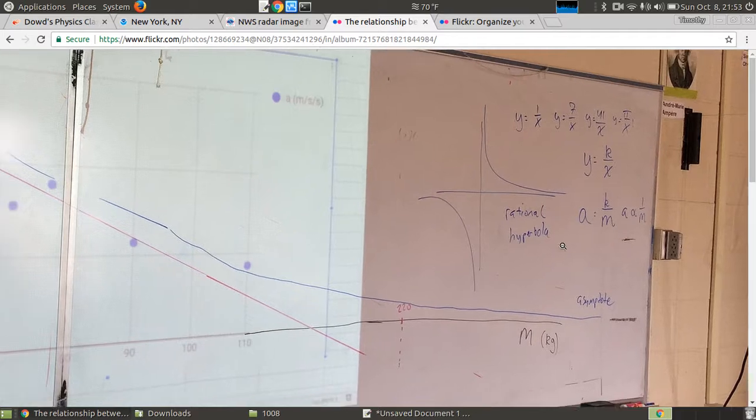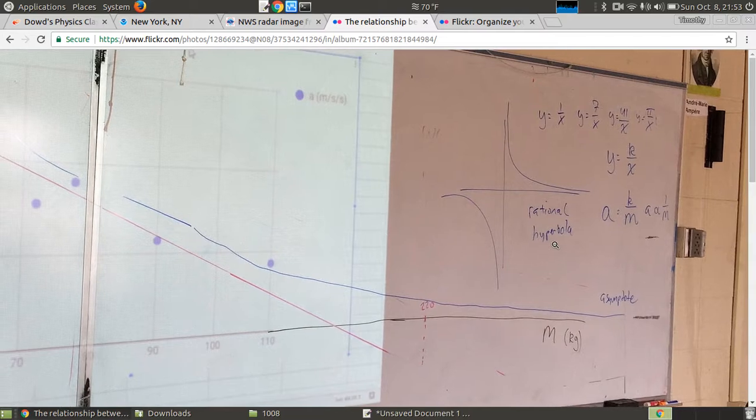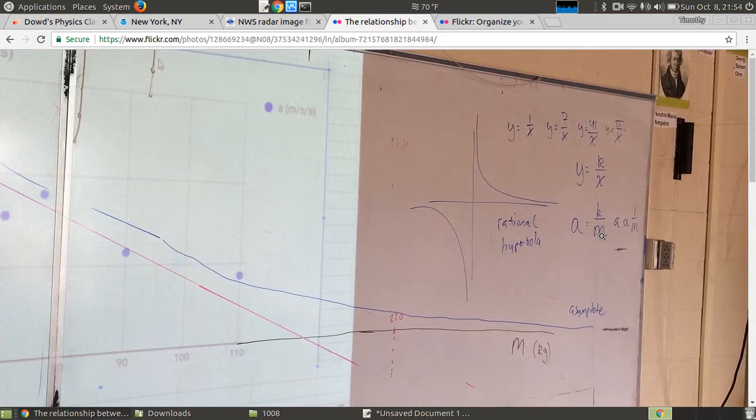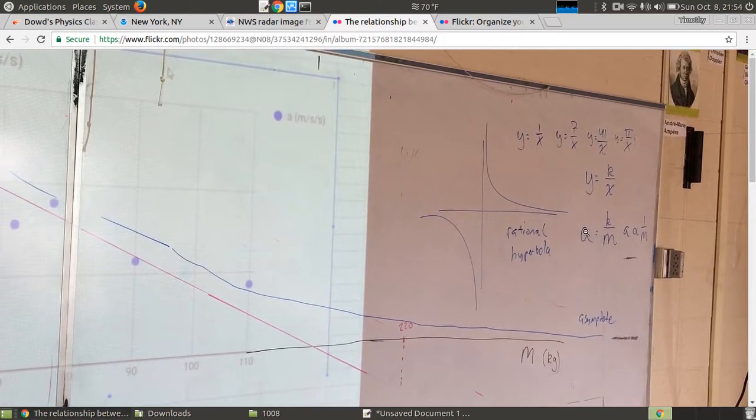So that's one of the big ideas of this lab. And what it can be translated into is that as mass gets bigger, acceleration gets smaller. Because if you have a bigger number on the bottom of a fraction, that makes the overall fraction smaller.